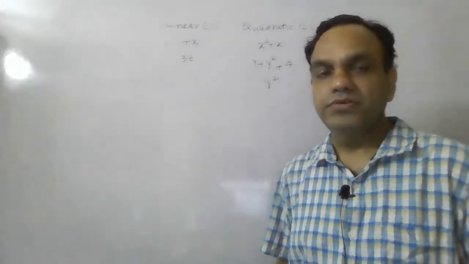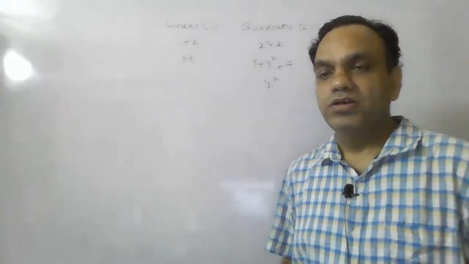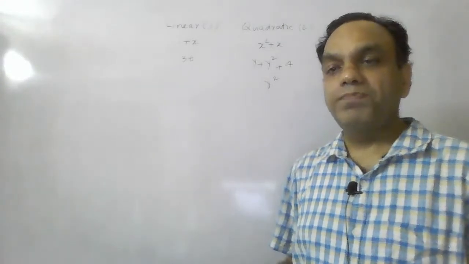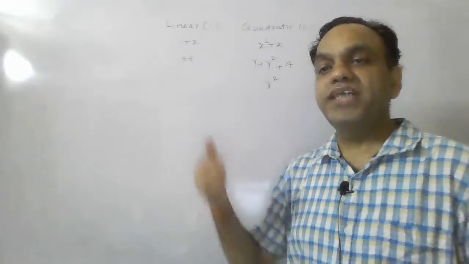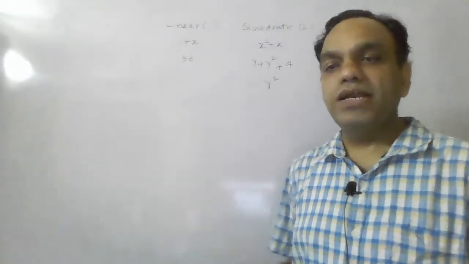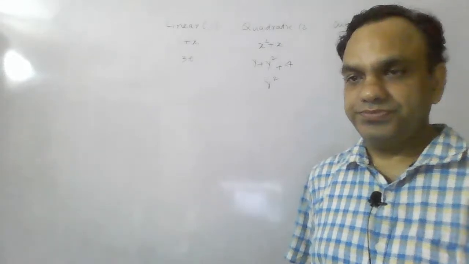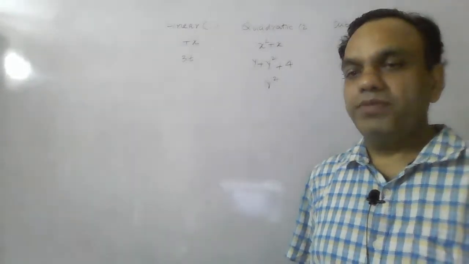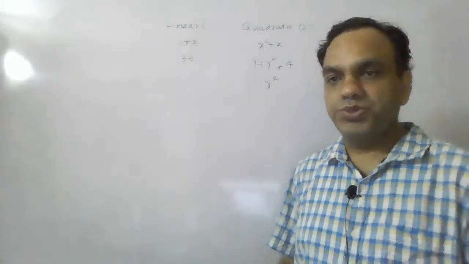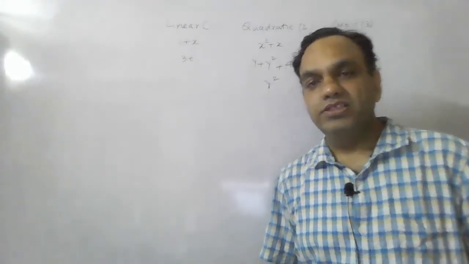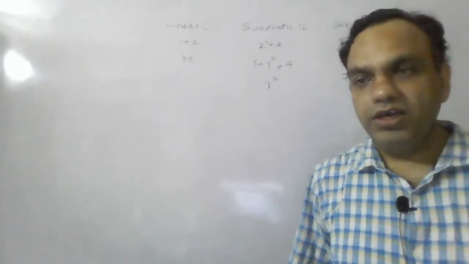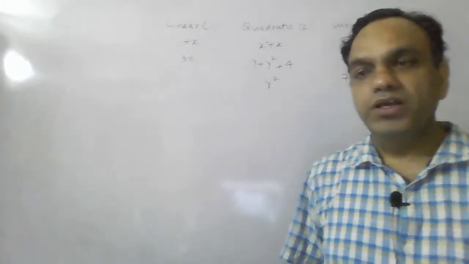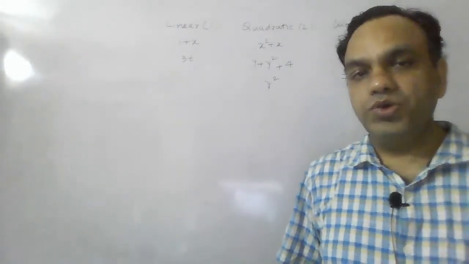Am I clear? For power 4 we have quadra, for power 5 penta, 6 hexa. But those things are not in use. If you are able to understand, please write understood. So here, the range they have given is up to 3. Everything will be categorized as linear, quadratic or cubic.